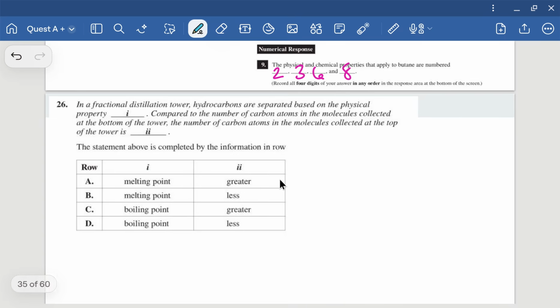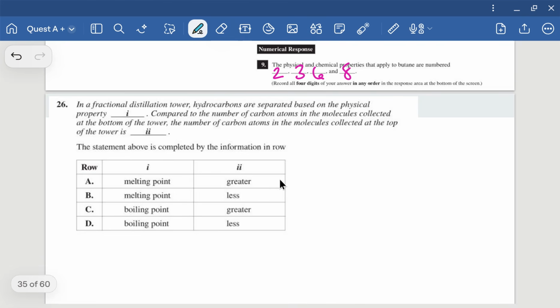Number 26, talking about fractional distillation. If you're looking at fractional distillation, you definitely have to know that it's separated based on boiling or melting points. I would say boiling points because it's usually just all gases. And then the heavier molecules are on the bottom.